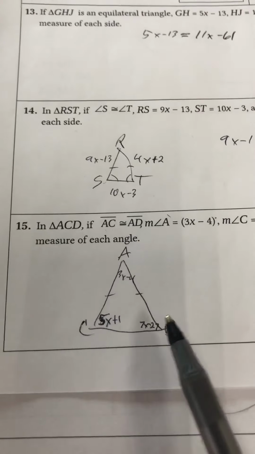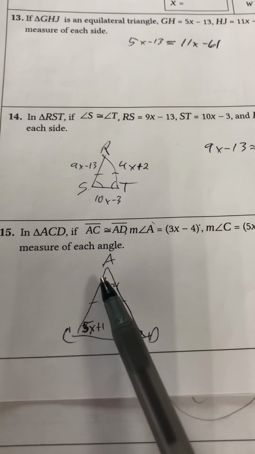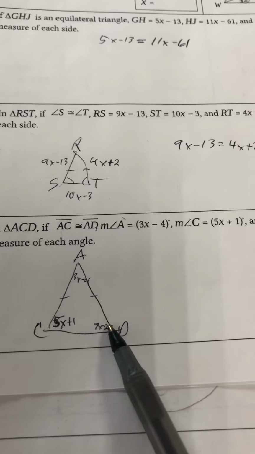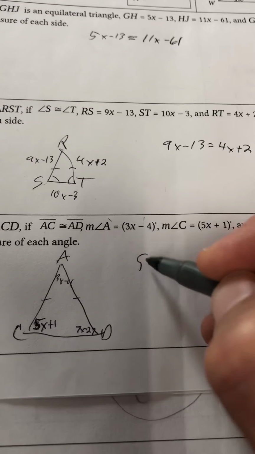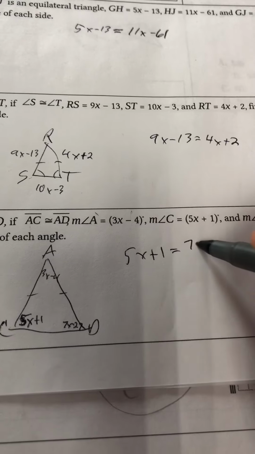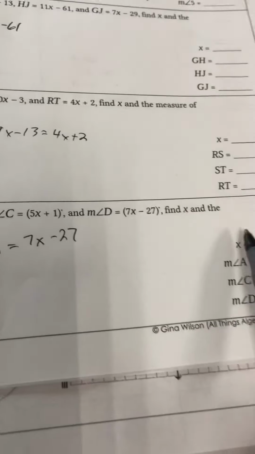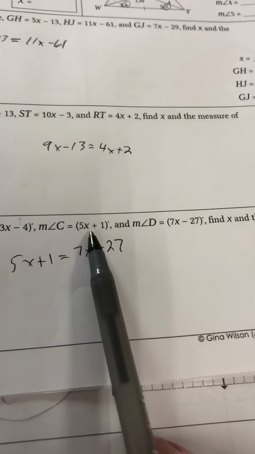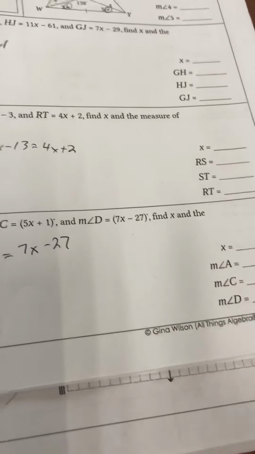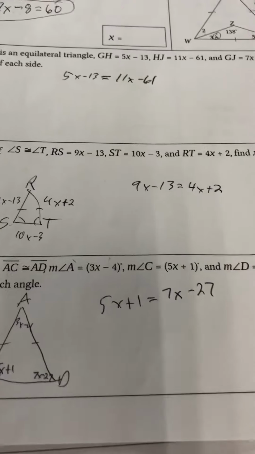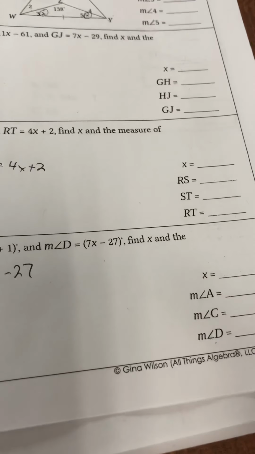ST, and RT. For number 15, ACD, if AC is the same as AD, that means these two angles down here are going to be the same. So you could set 5x plus 1 equal to 7x minus 27. Solve for x, and then plug that x value into the A equation, C equation, and D equation. And then you find out those measures there. Your C and D should be the same because it's isosceles.